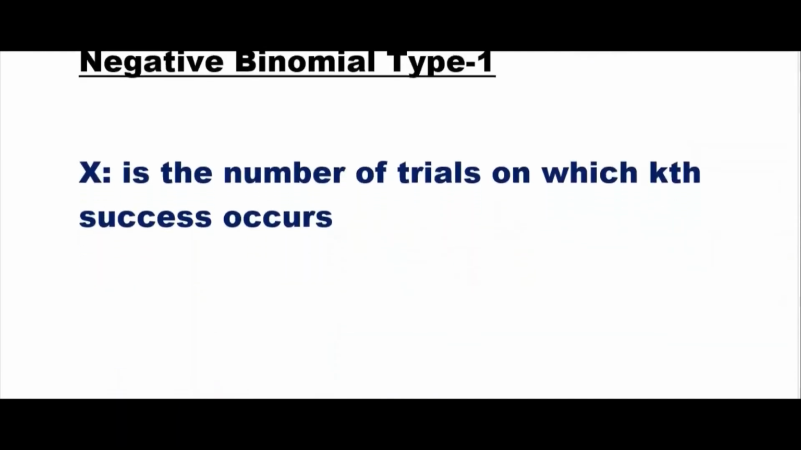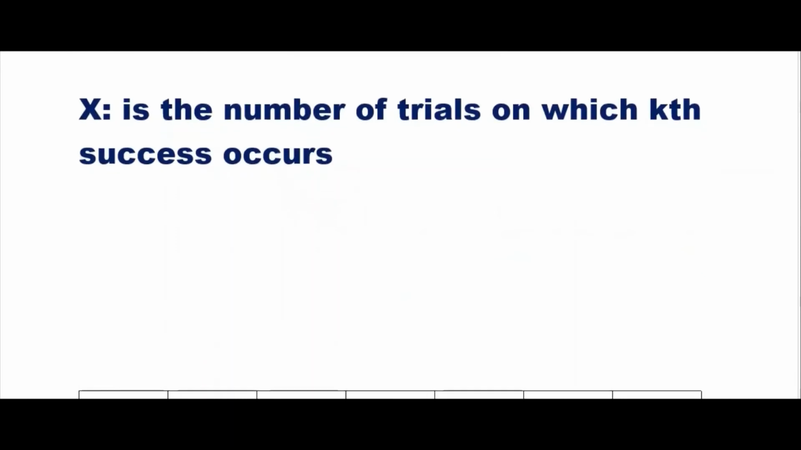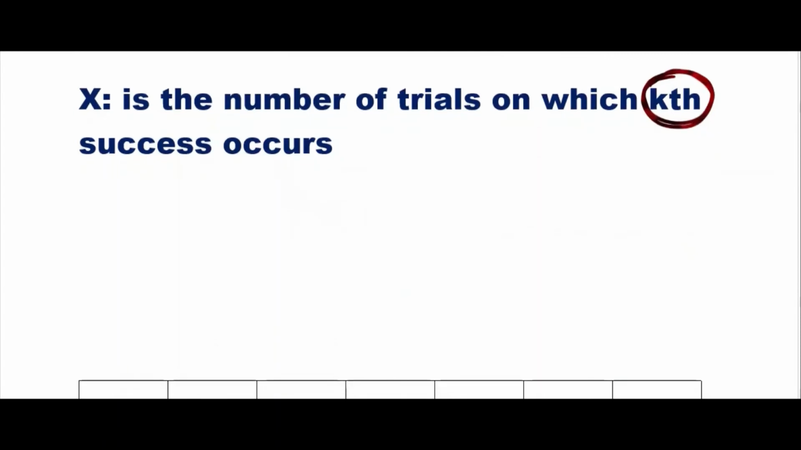Now negative binomial. See, coming to negative binomial from geometric, it should be easy for you, because we change the first one to kth one, that's all. The question is, x is the number of trials on which the kth success occurs. Okay, we are not interested in one success. Now we are talking about k successes.